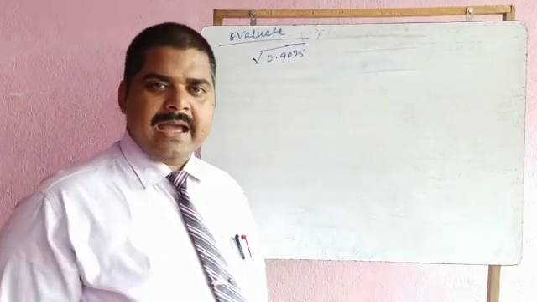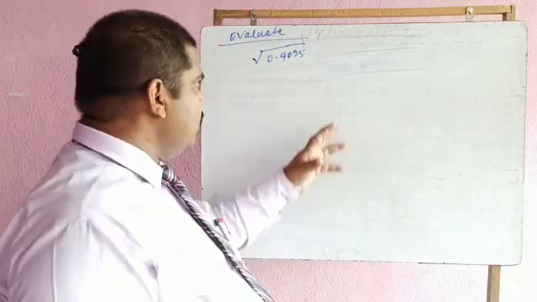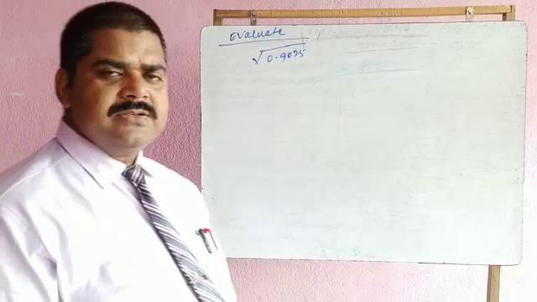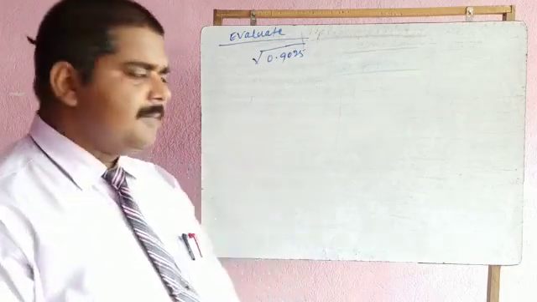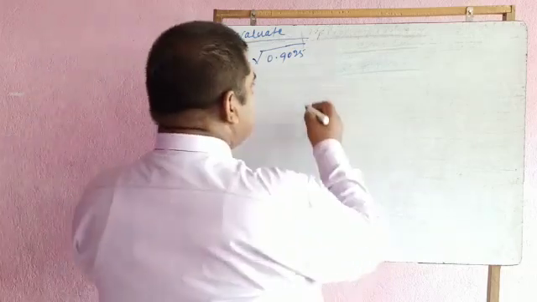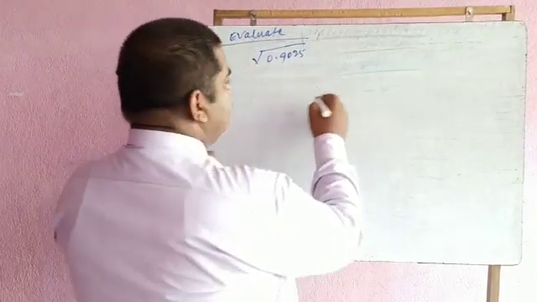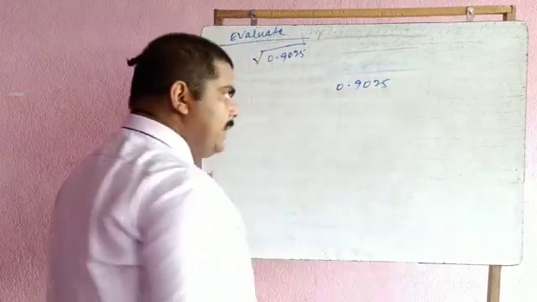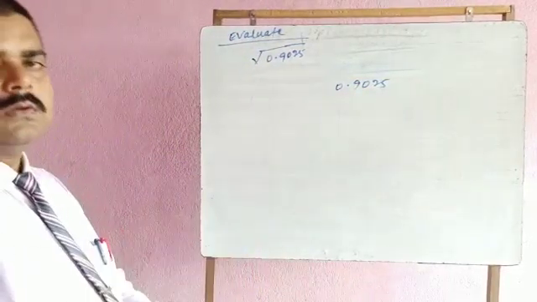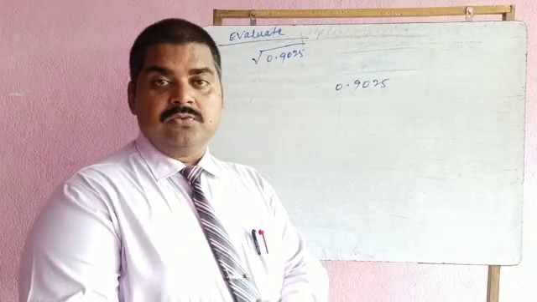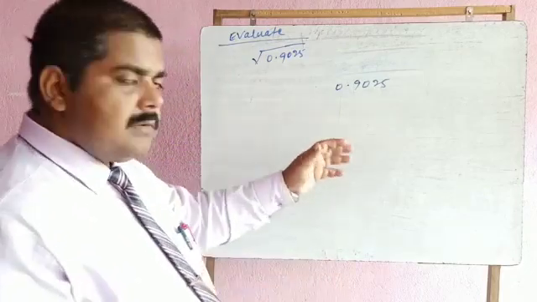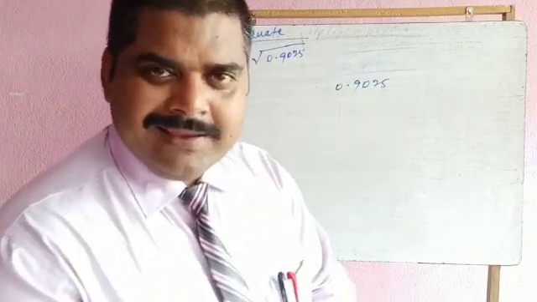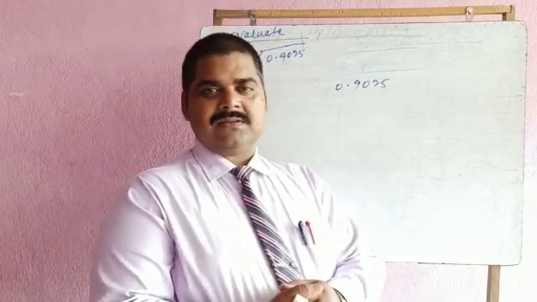My dear students, I have selected one question to find the square root of 0.9025. To solve this question by the division method, at first you have to write the question. Then you have to make the pairs. And here it is very important to know that pairing is done in a different way in the case of decimals.